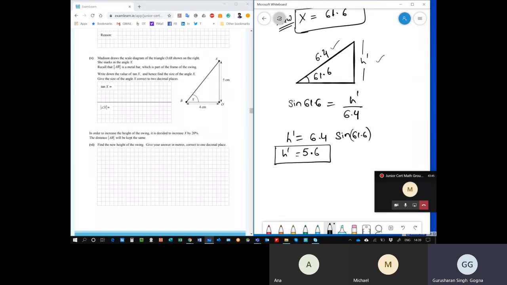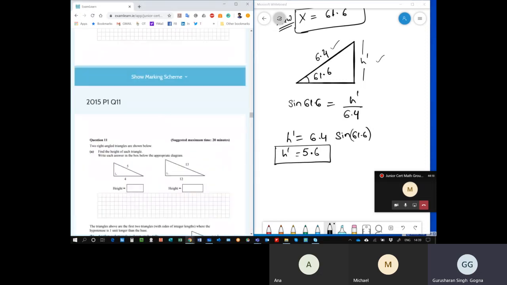Okay, so you are not changing the length of the AB. AB is what? AB is the metal bar. So you're keeping the same length, but without changing the length of the metal bar, you increase the height of the swing. Why do we need to do this? Because you can save money. You don't need to change the metal bar. With the same metal bar, you are just increasing the height. So it means you're not putting any extra money on that. Okay, if you take it in that sense.